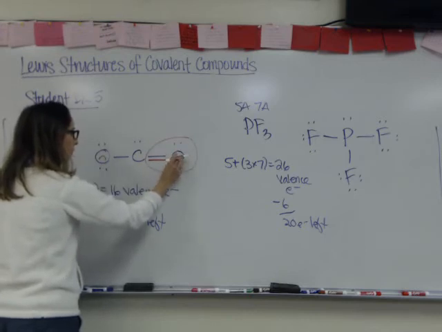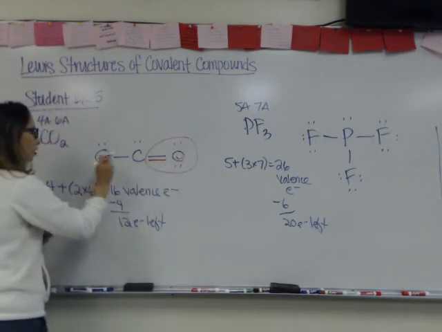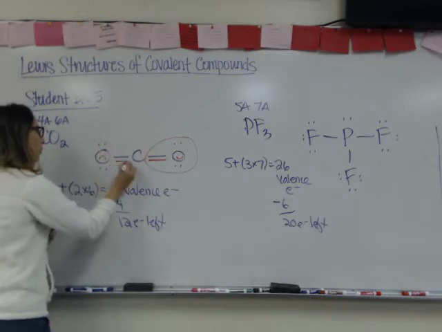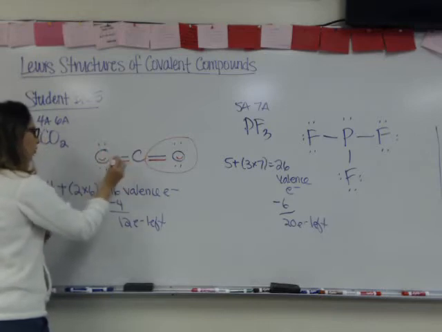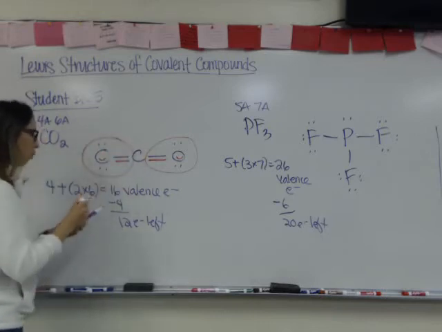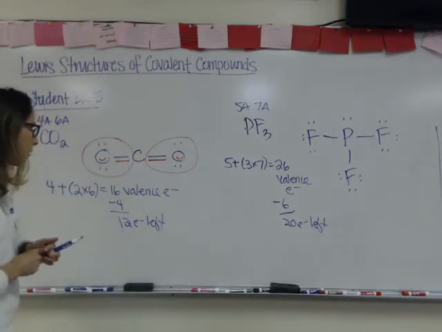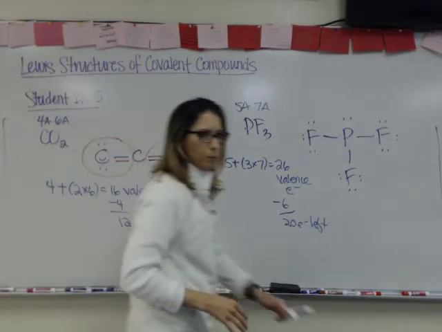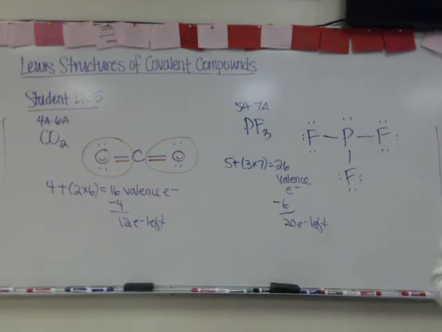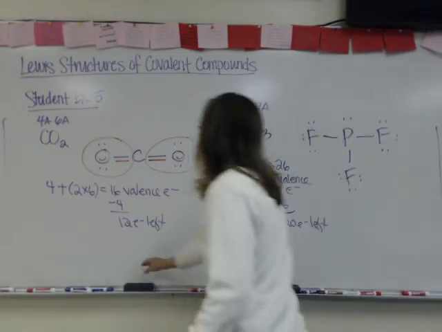It's happy. And this oxygen is still unhappy, so I'm going to move a pair off of that carbon, put them here. Now this one is also surrounded by 8. That's the proper structure for carbon dioxide. Okay? Now, if we move on to the next one, it's NH4 plus 1.